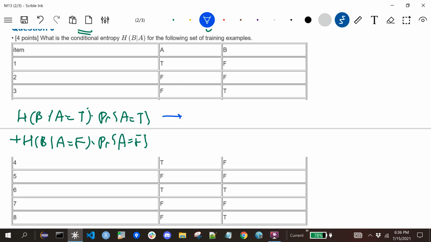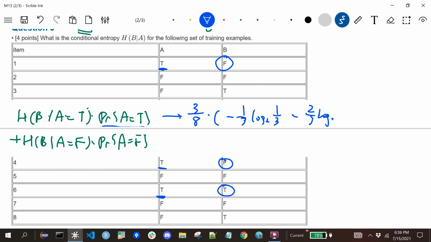So let's start with the first part. What's the probability A is true? It's just counting the number of these. There are 3 of them. There are 8 items in total, so 3 over 8. And then we just want to find the regular entropy of B, which is F, and T. So it means 1/3, 2/3. So 1/3 log 1/3, 2/3 log 2/3. So that's part 1.